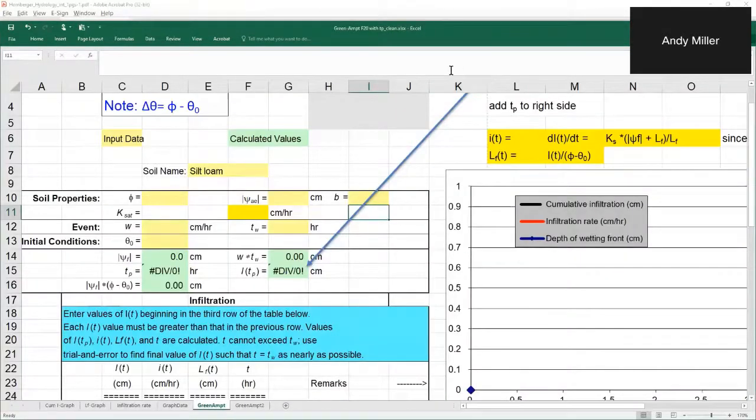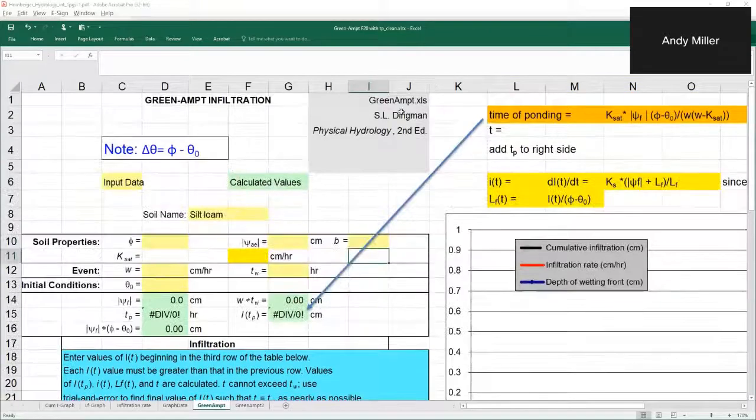It won't have all the things that I stuck on here with arrows and symbols, but this is actually a spreadsheet that comes with the Digman textbook. And so he's using slightly different nomenclature, but let me just show you what he's built into this spreadsheet. Up here, you've got porosity, so that's the same thing as the saturation moisture content. Over here, you've got the initial moisture contents.